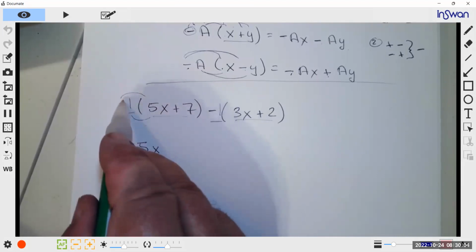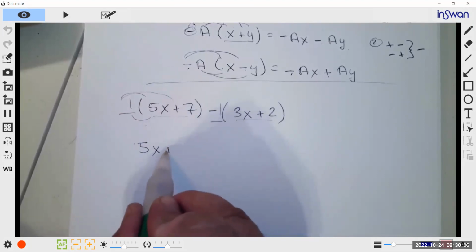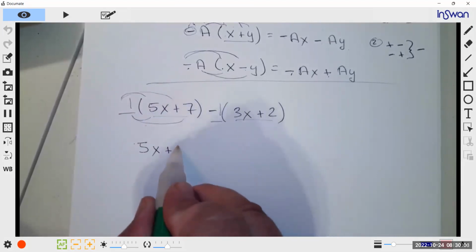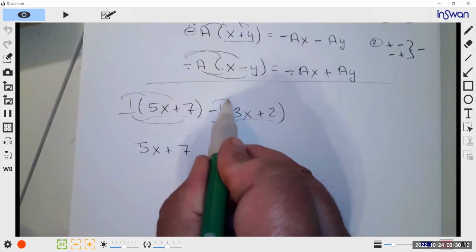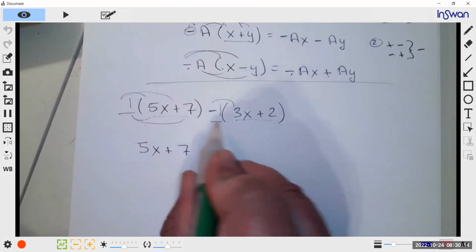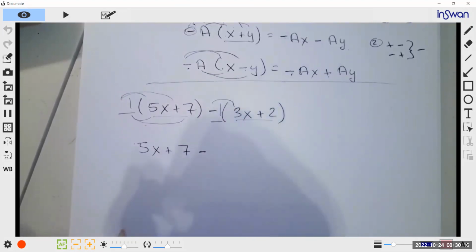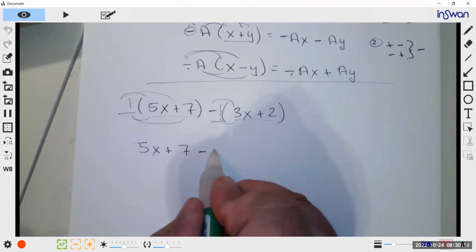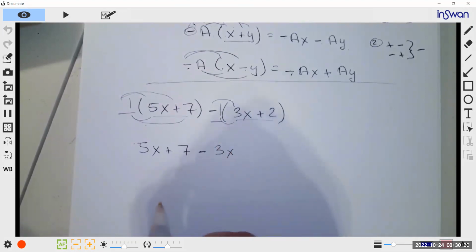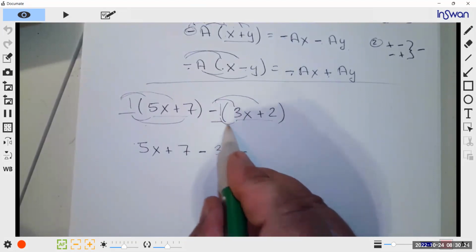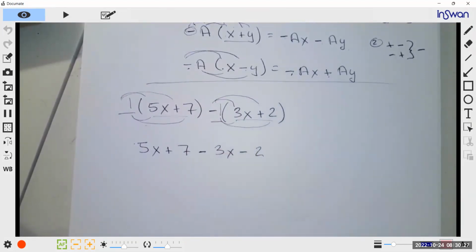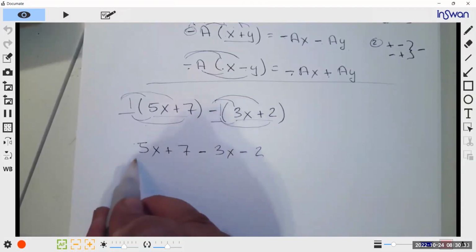x. Positive times positive is positive. 1 times 7 is 7. Negative times positive, opposite signs, is negative. 1 times 3 is 3x. Negative times positive is negative. 1 times 2 is 2. We got rid of the parentheses, so now we combine like terms.